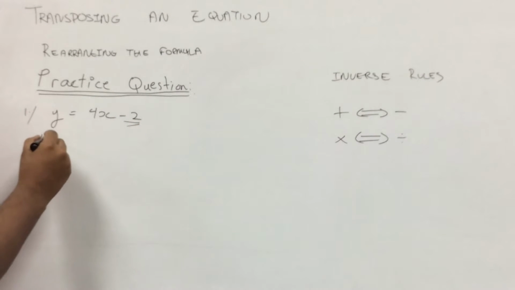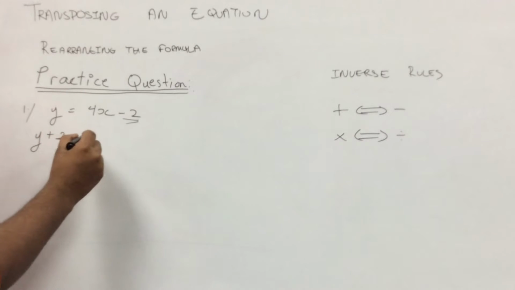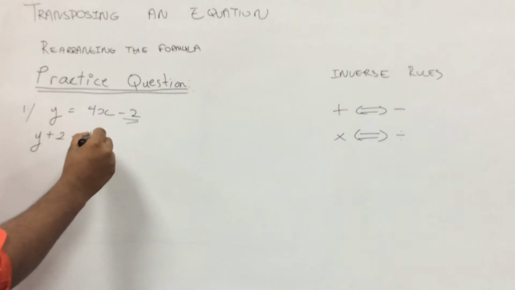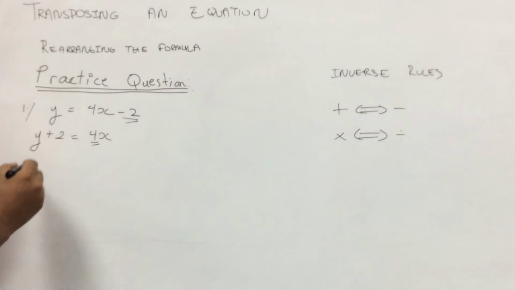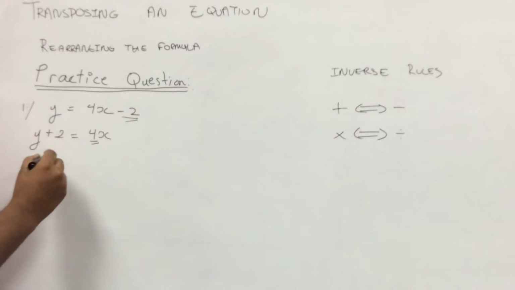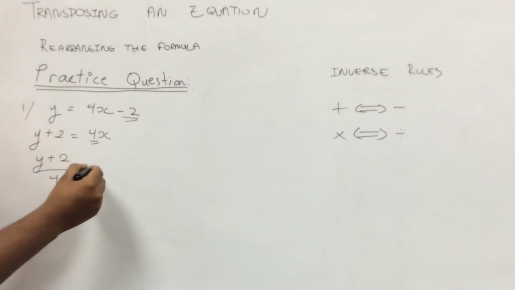We want to make x the subject of the formula, so we take negative 2, carry it across the equal sign, you get plus 2. Y plus 2 is equal to 4x. Now the multiply by 4, you carry across the equal sign, you get y plus 2 divided by 4 is equal to x.